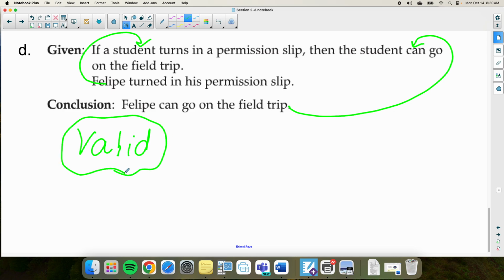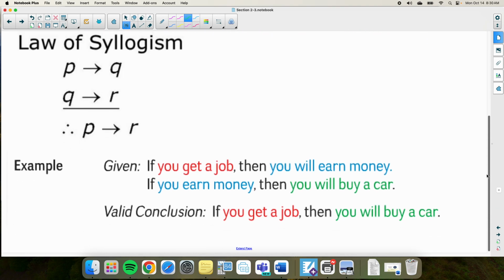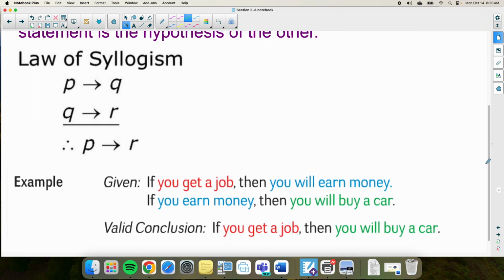Okay. Now let's go here, and we're going to review again what Law of Syllogism is. With Law of Syllogism, again, guys, if the first thing is not in if-then form, you have to put it in if-then form. First statement, sometimes you'll have to write in if-then form.